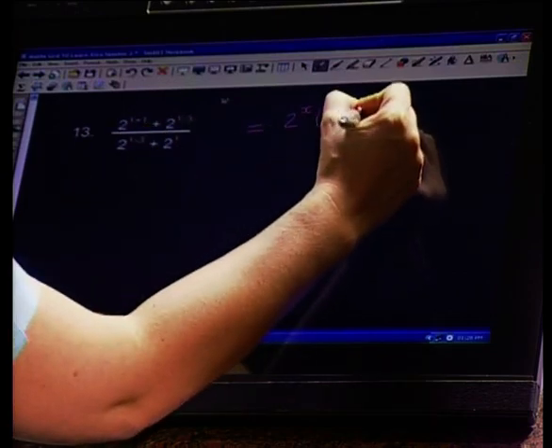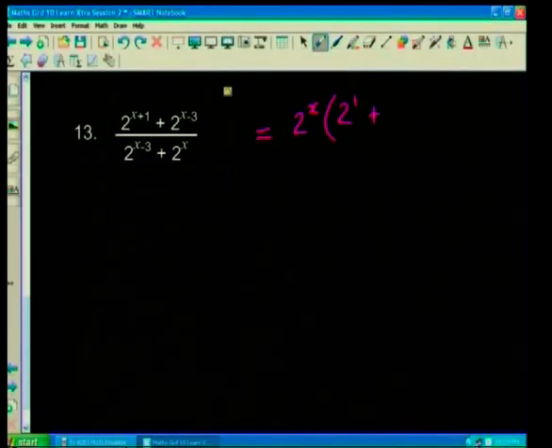Now let's do the other side. We're taking out a common factor of 2 to the power of x, and we're left with minus 3. But remember, in order for it to not be a Christmas decoration, you've got to put the 2. In order for it not to be a Christmas decoration, you've got to have the 2 in front of it.